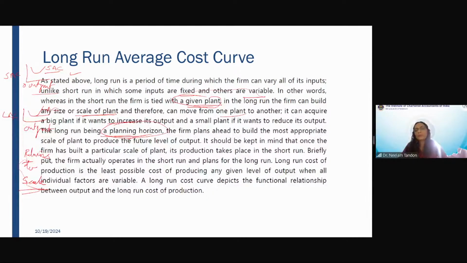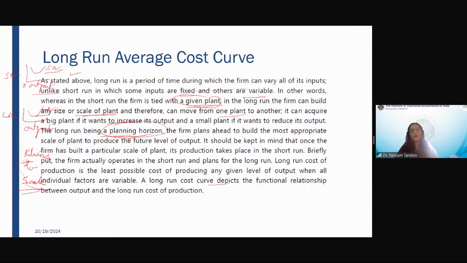The more you produce at scale, the more your cost keeps reducing. Yes, and the smaller the firm you are, the higher will be your cost. So when you work on scale, then your cost reduces. Okay, and correspondingly you go for producing more units of goods also when you're working on scale. Okay, so the long run cost curve depicts the functional relationship between output and the long run cost of production.